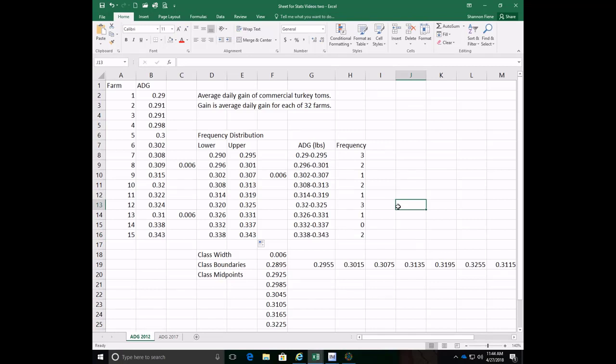In the next video, we will talk about how to graph this using a histogram. So the table that we created is called the frequency distribution table, and it consists of your classes and your frequency. The graph of this data is called the histogram, and we will create that in our next video.